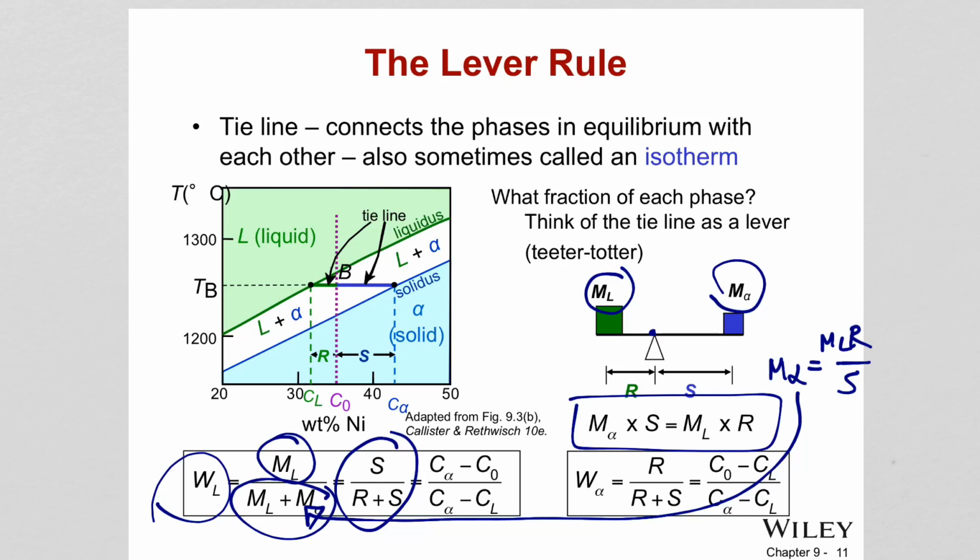So we know S is C alpha minus C naught, and we know R plus S is C alpha minus C_L. So this is R, remember, this is S. That's where the difference is coming from. We have just done this, but this is to show you how it was actually derived.